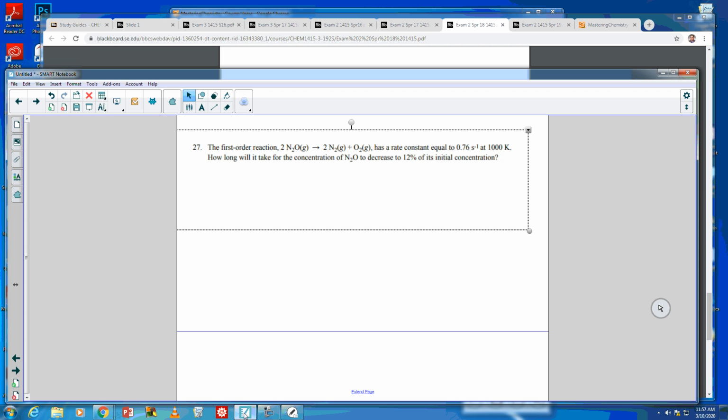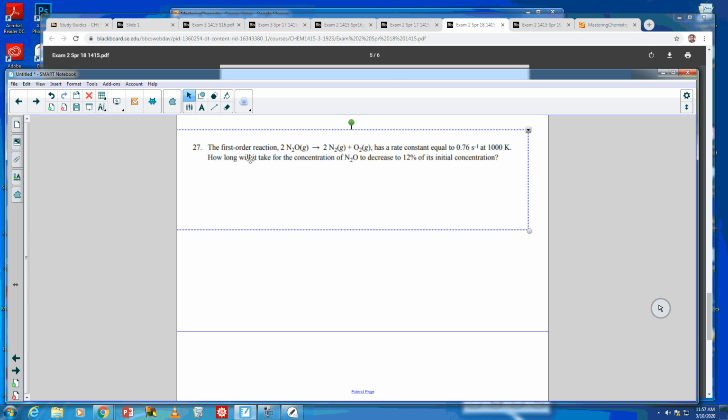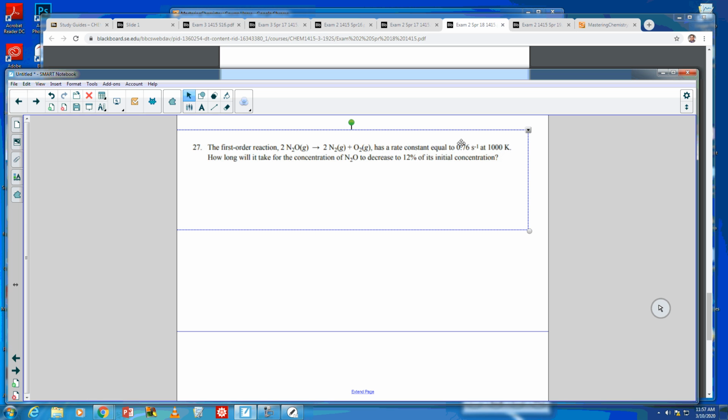All right. So we've got to figure out what type of problem this is, and then we're going to copy something else. It tells me it's a first order reaction, gives the reaction, gives me the rate constant at a temperature, and it wants to know how long it's going to take for the concentration to decrease by 12% of its original concentration. It doesn't tell me the initial concentration, so assume that it's 1 molar, and if it's going to go down 12%, what would be left is 88% of that, or 0.88.